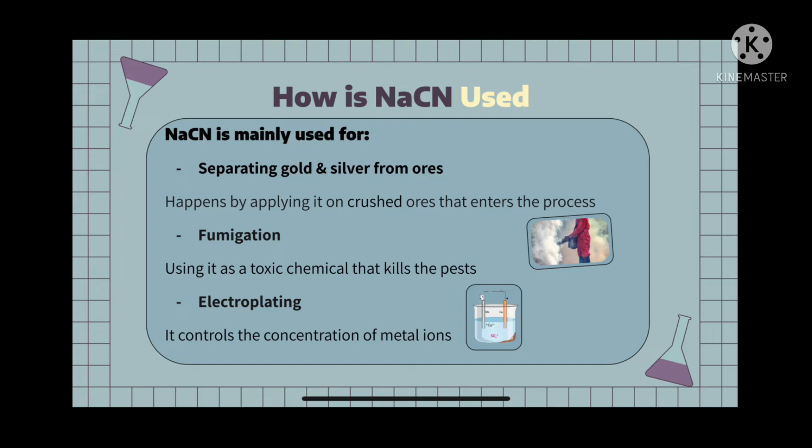As mentioned, other uses could be fumigation, in which they use sodium cyanide to kill pests. This process is quite dangerous and the areas are usually covered when it is being done. For electroplating, sodium cyanide helps control the concentration of metal ions. Sometimes it also blocks electron transport, and that's why it is used in solutions.